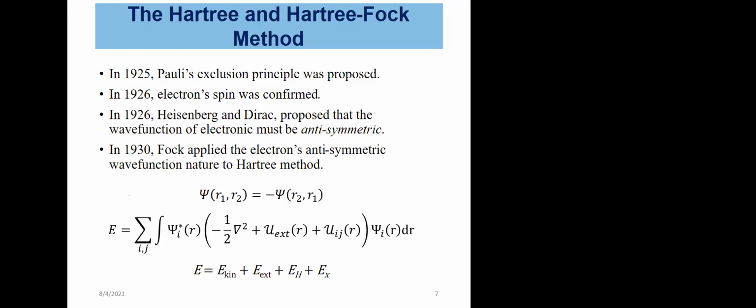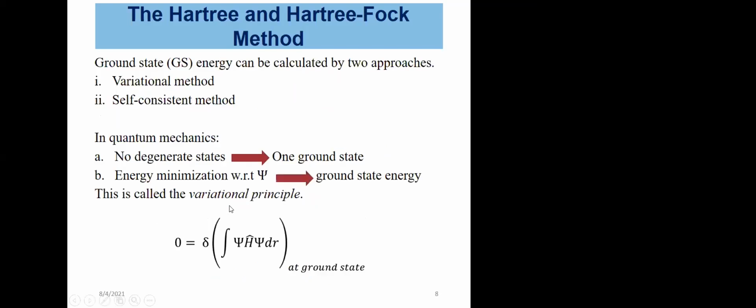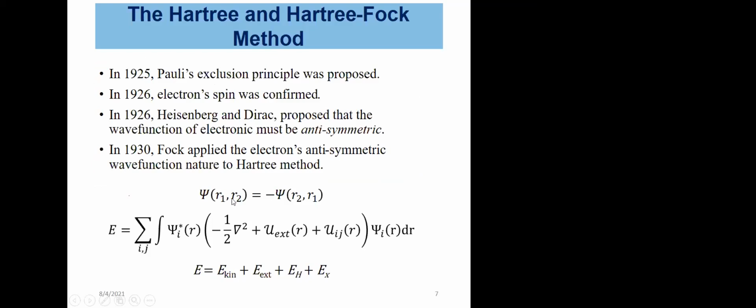So applying all these things, like the spin of the electron and the antisymmetric property of the wave function of electrons, Fock made a modification to the Hartree method in 1930. He showed that if we exchange the positions of two electrons, say R1 and R2, we get a negative, antisymmetric wave function.